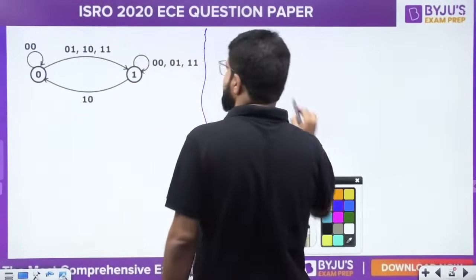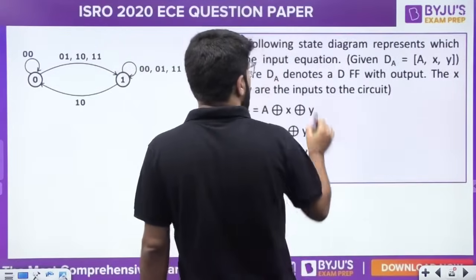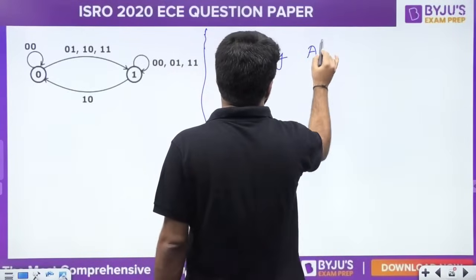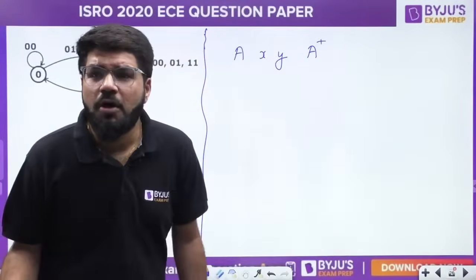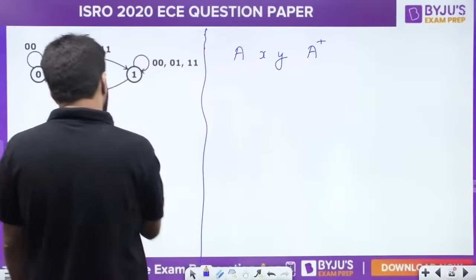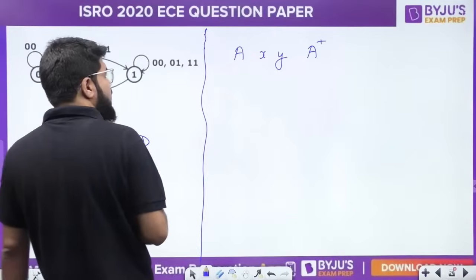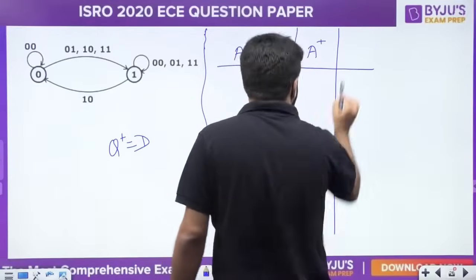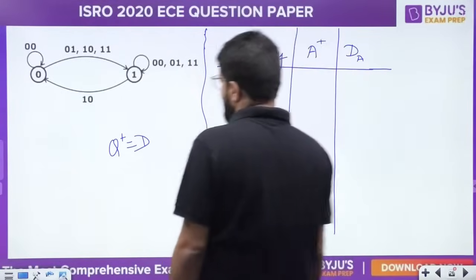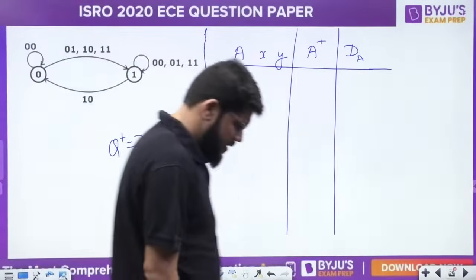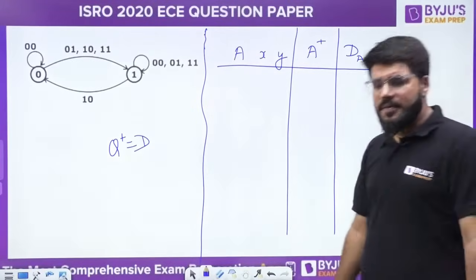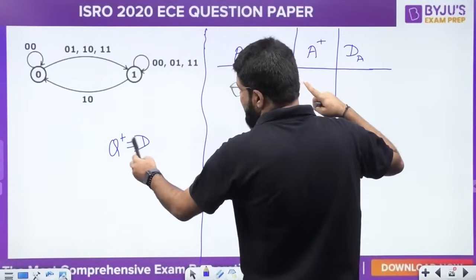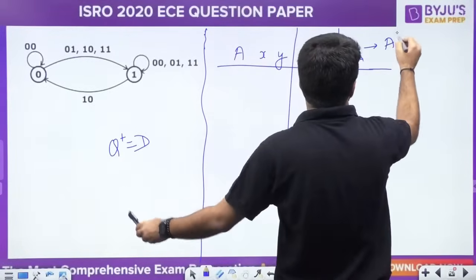So let's make the truth table, and let's say A is the state, X and Y are the inputs, and let's say the next state is A plus. And we know that for a D flip-flop, Q plus is equal to D. So Q plus should be D, whatever is dA. Let me make the state transition table, and then I will make the excitation signal. What should be the dA to make the state transition occur? D should be such that whatever next state you want, dA should be just equal to A plus.